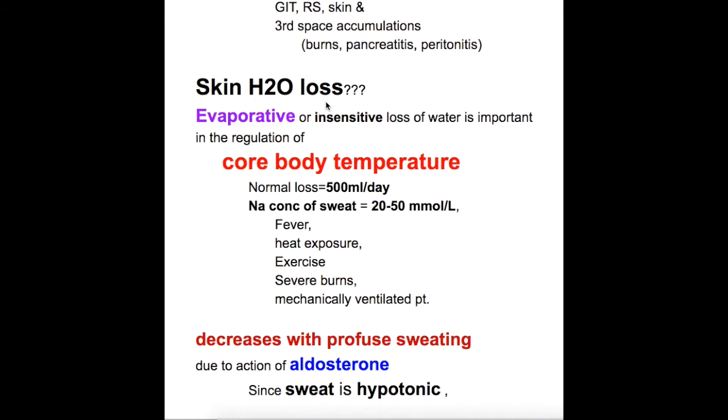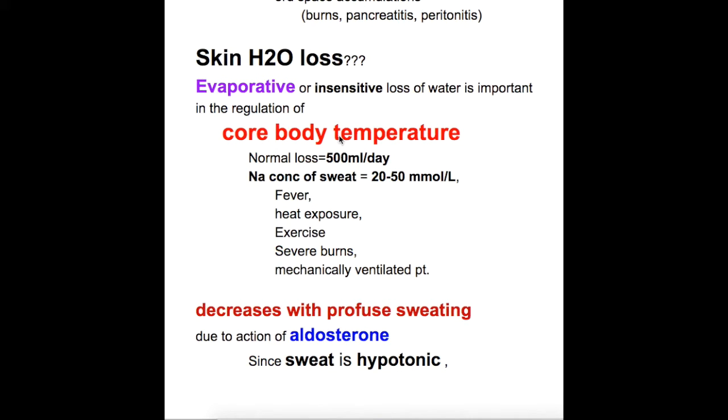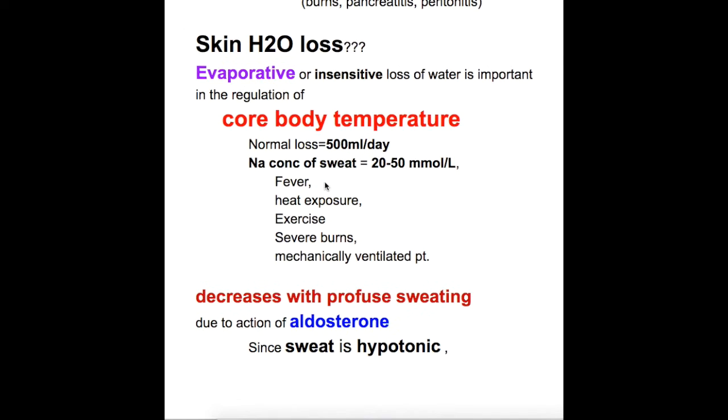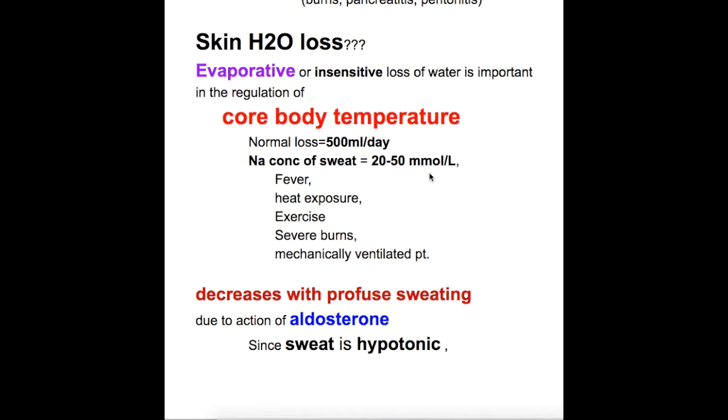So how does the skin loss occur? Evaporative or insensible loss of water is important in the regulation of core body temperature. Normal loss of water in the sweat is 500 ml a day, and the sodium concentration of sweat is 20 to 50 millimoles per liter.